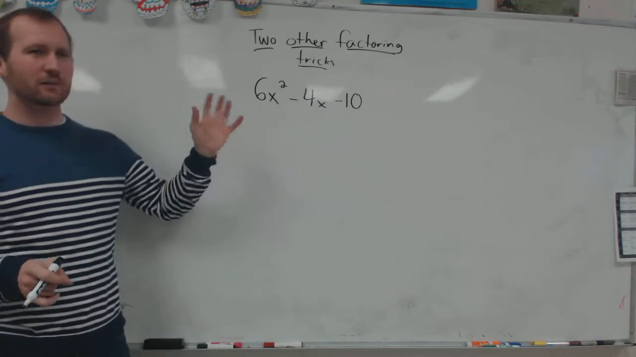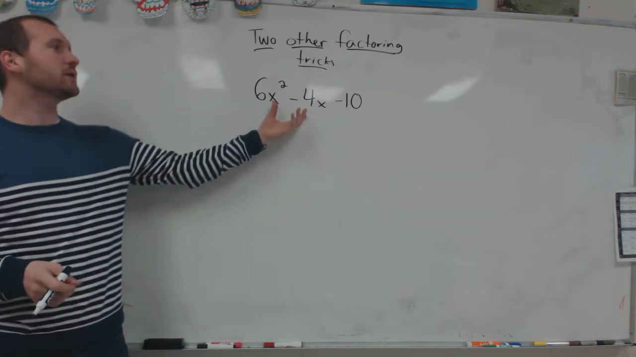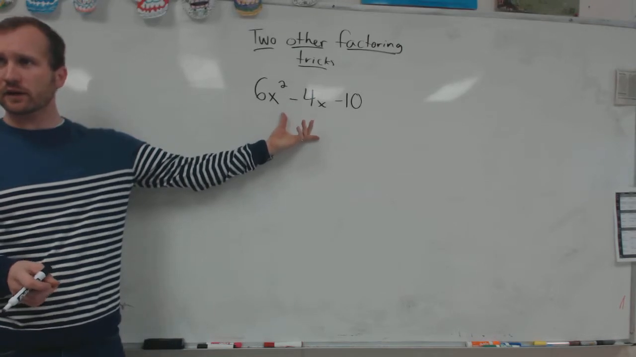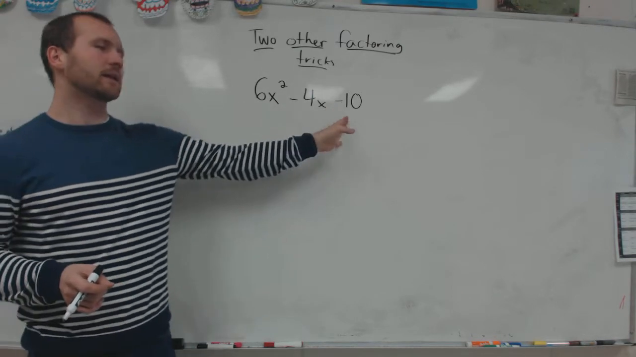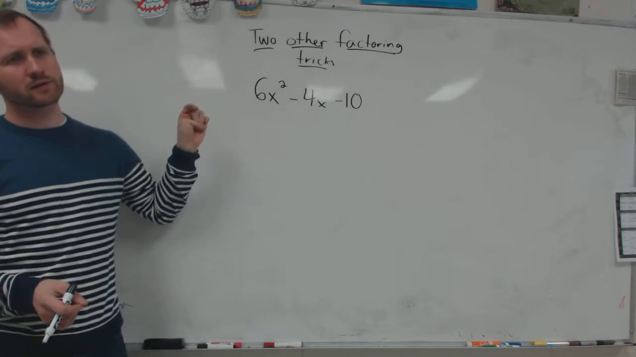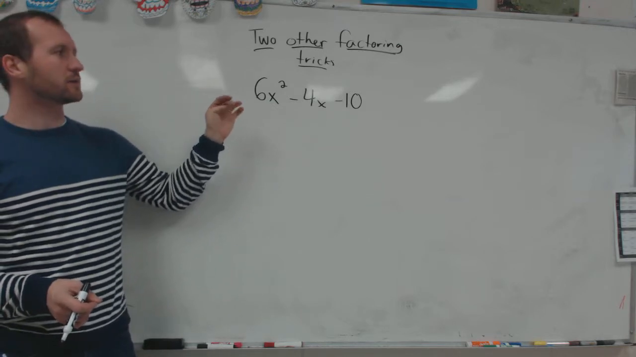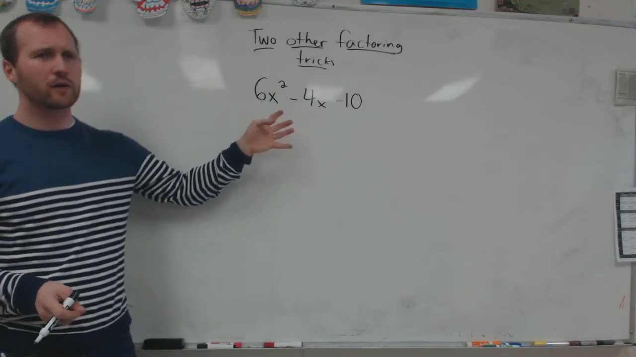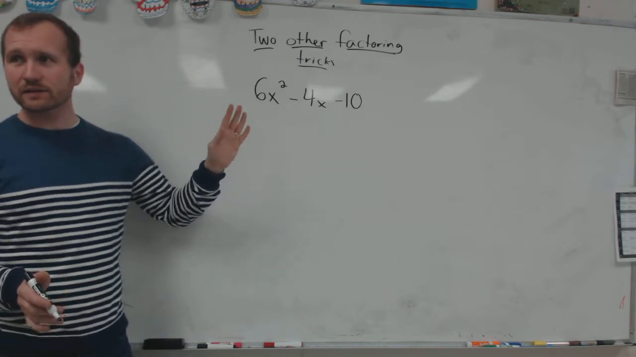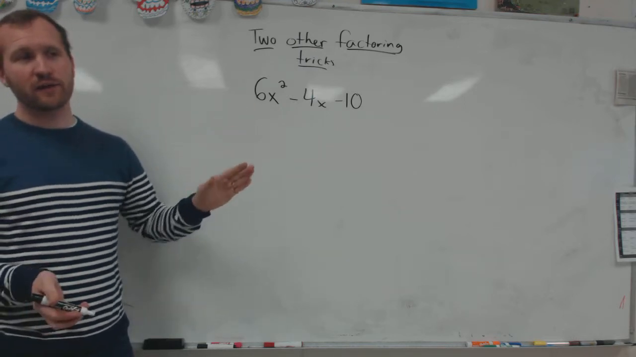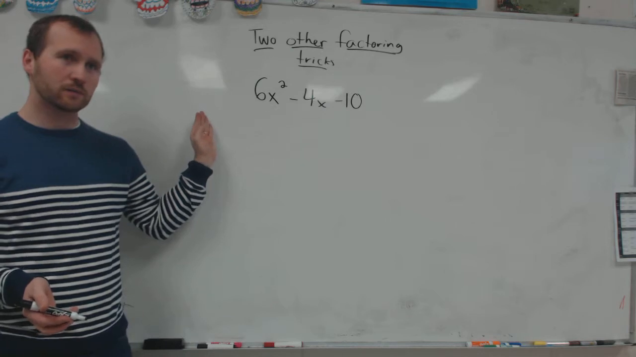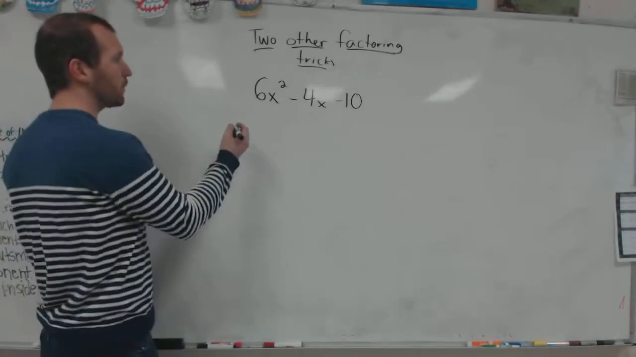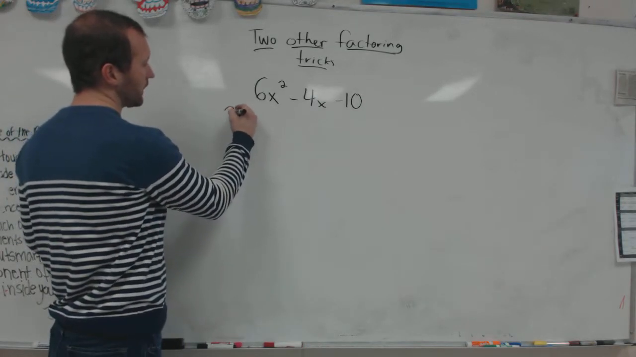Now, it doesn't actually matter if you don't notice that. You could still factor this with Gary's terrific trick. Combine the 6 and the negative 10, look for factors of 60 whose difference is negative 4. But it's going to be easier if you first factor out the 2. So if we pull out a 2, we'd have this.